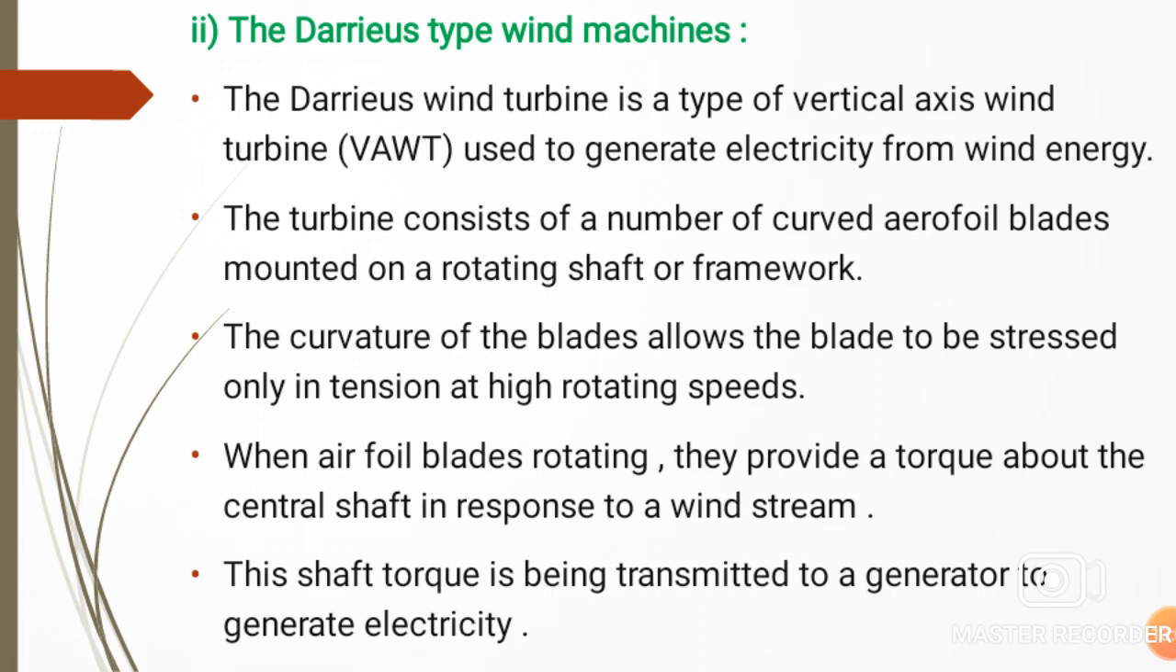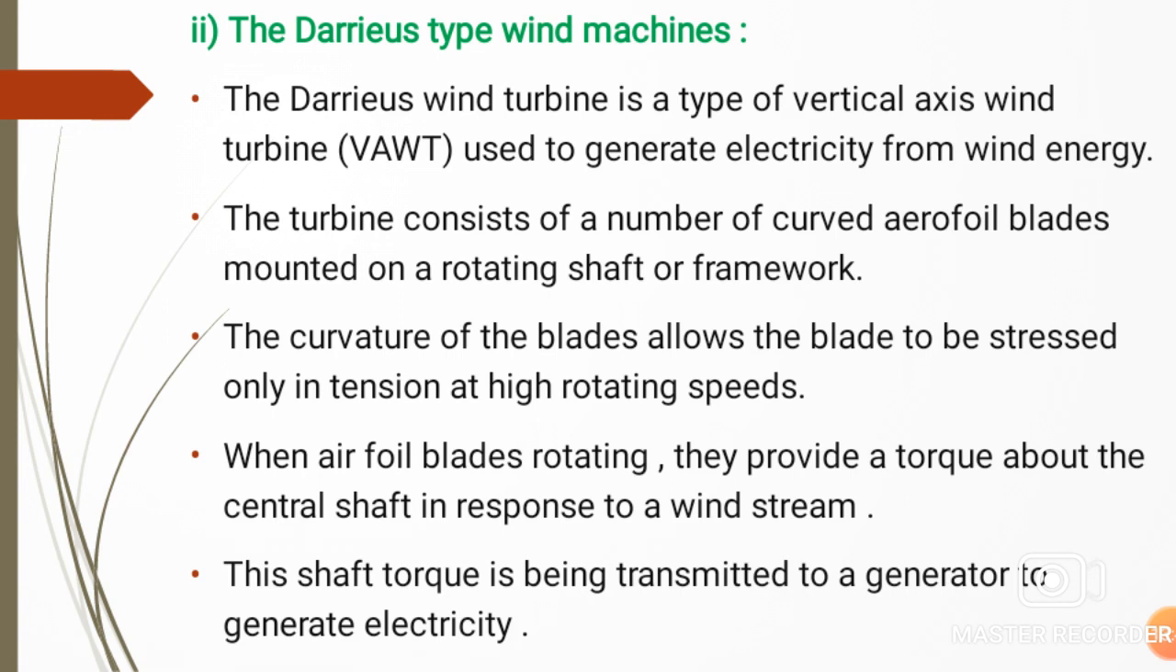The curvature of the blades allows the blade to be stressed only in tension at high rotating speeds. That means the blades are in a stressed position, and the position is such that they are only in tension at high rotating speeds. When the foil blades rotate, they provide a torque about the central shaft in response to the wind stream. When there is wind, there is a rotation of the blades or the rotor, and due to rotation there is a generation of torque.